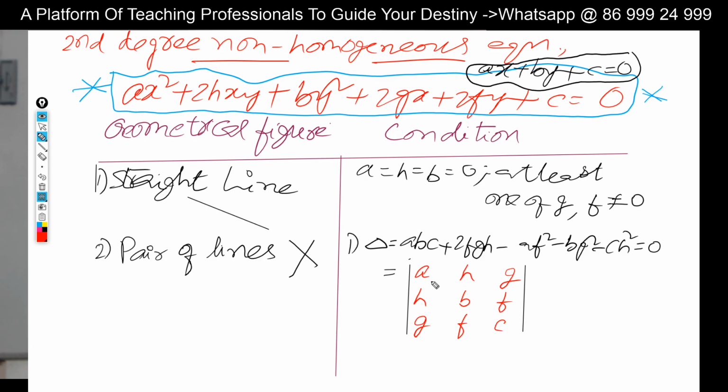What is it? See, what is the first row? AHG. What is the first column? AHG. Are you with me? First row AHG, first column AHG. What is the second row? HBF. What is the second column? HBF. What is the third row? GFC. What is the third column? GFC.